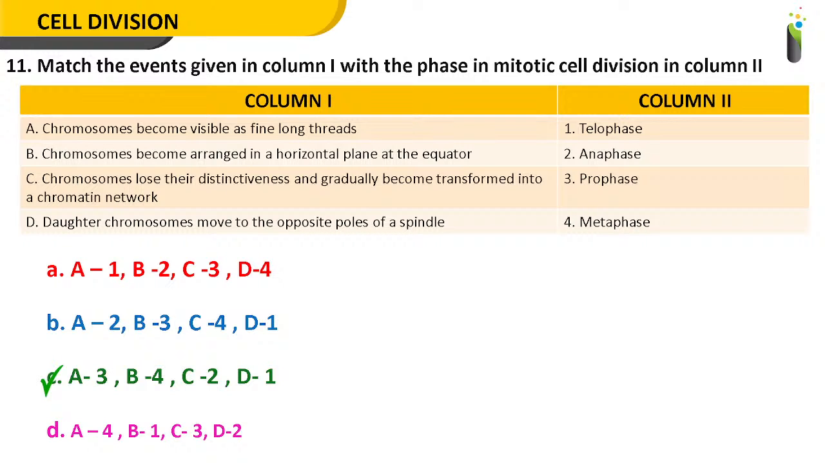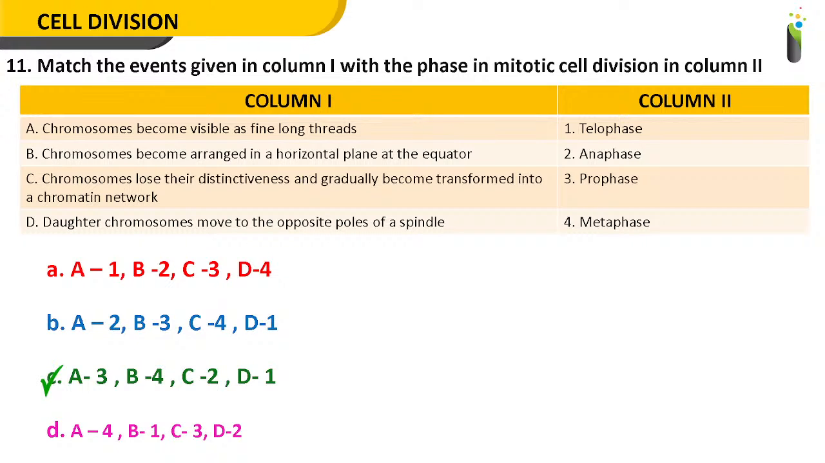B says chromosomes become arranged in a horizontal plane at the equator. So equator is the main hint there, and you should know when the chromosomes arrange at the equatorial plate, we call it metaphase. So B has to be matched with metaphase, so B4. Then C, chromosomes lose their distinctiveness and gradually become transformed into a chromatin network. So this happens in anaphase. Ideally, this is completed in telophase.